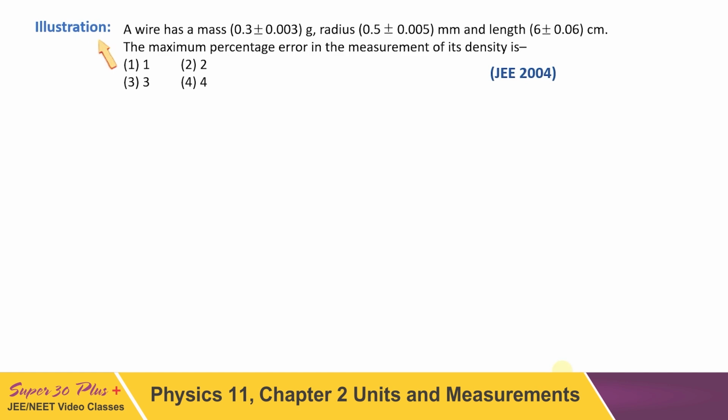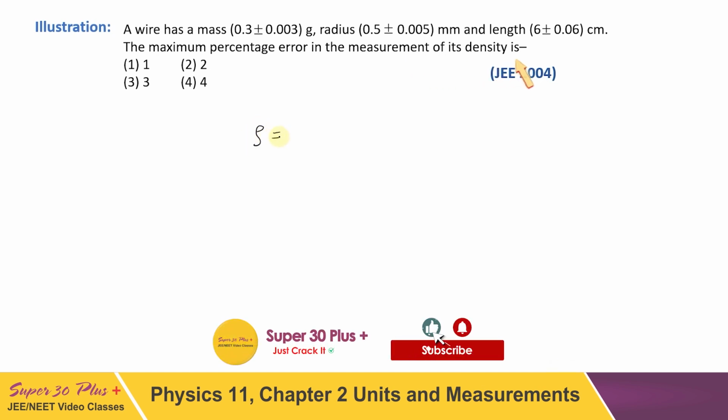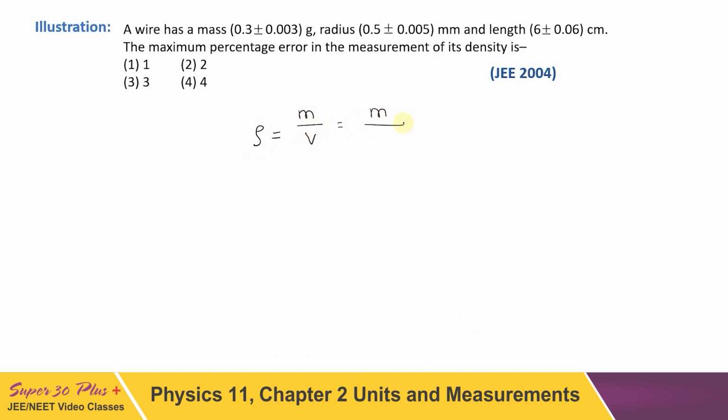One more illustration I am taking. Here mass is given, radius is given and length is given. These values are given for a wire. So we have to calculate the percentage error in measurement of its density. Now what is the density term? If we denote density by rho, that would be given as mass upon volume. This is volume. Now the wire has a cylindrical shape, so it has to be pi r square L.